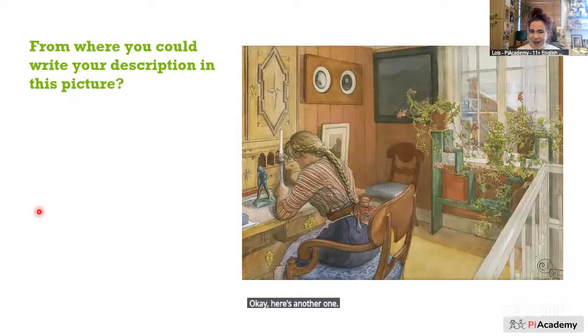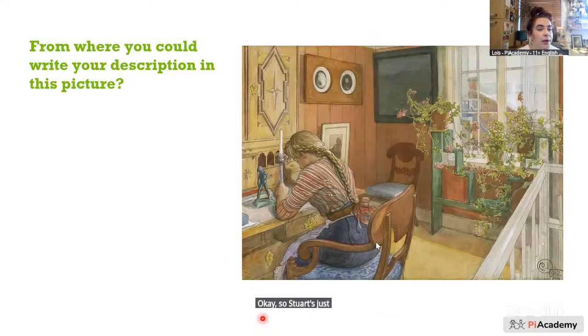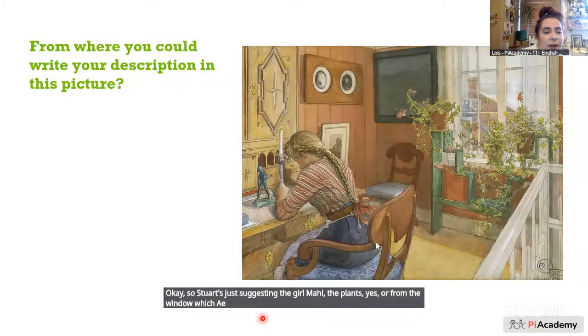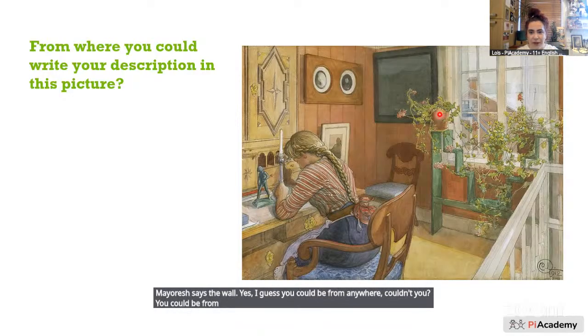Okay, here's another one. Quite a similar picture. Actually, here's another painting. If you're writing this picture, where would you write your description? So which perspective would you use for this picture here? Okay, so Stuart just suggesting the girl. Mahi, the plants, yes, or from the window, which Ayan has said. Kaden from the screen, yes. Mayoresh says the wall. Yes, well, I guess you could be from anywhere, couldn't you? You could be looking at it from that perspective, looking at it from this perspective.